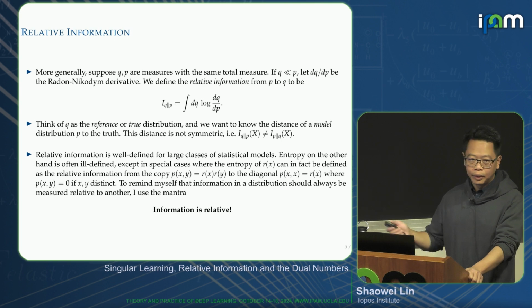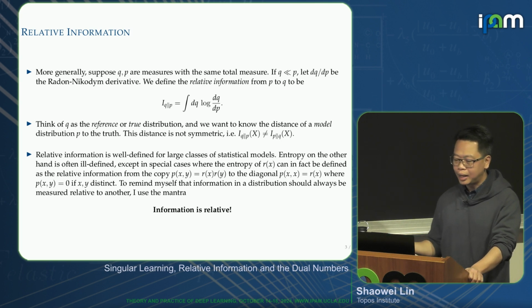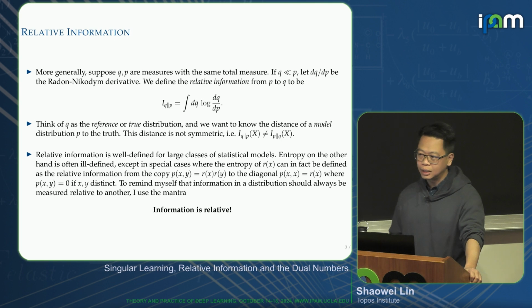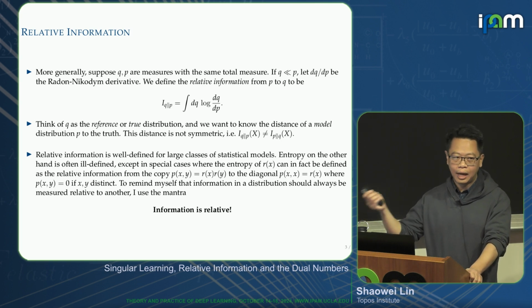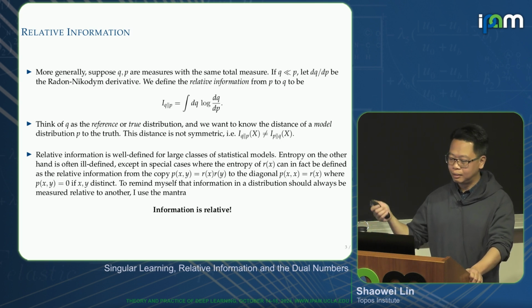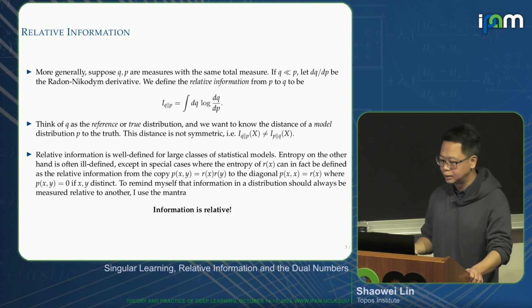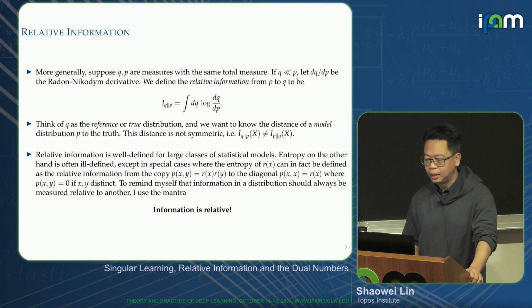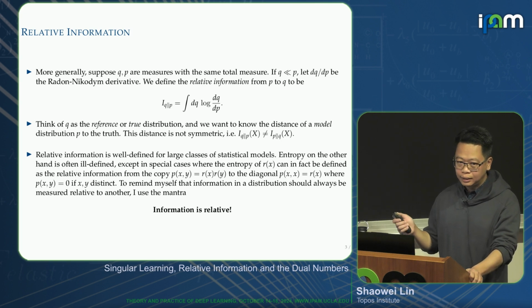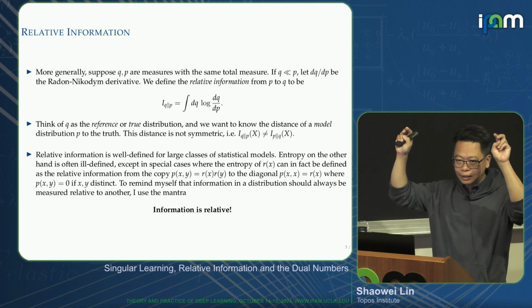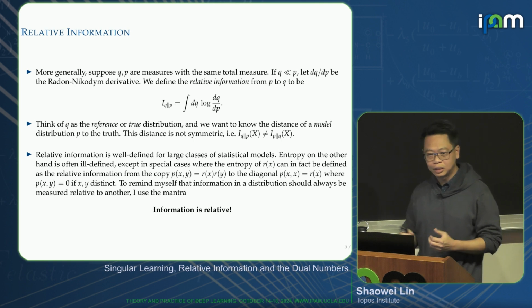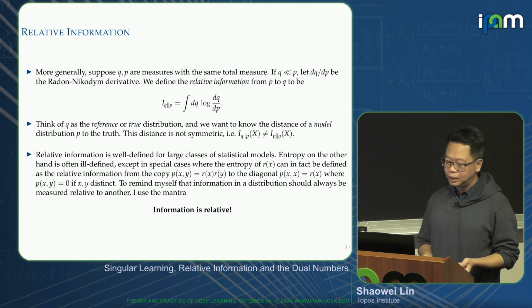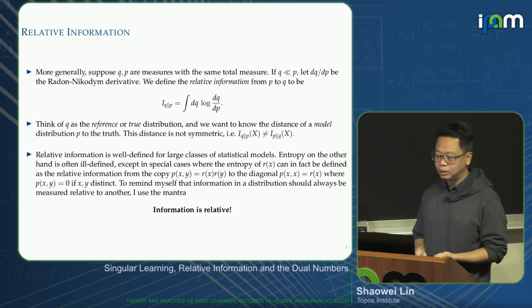Now, when you see the letter Q in my talk, you should think of Q as a reference or true distribution. Or, I really liked Dan's talk this morning, Q could be a teacher network, for instance. We often want to understand the distance of a model distribution or student distribution P to this true distribution Q. Just be aware that this distance, in quotes, is not symmetric. So the distance from P to Q is different from the distance from Q to P.